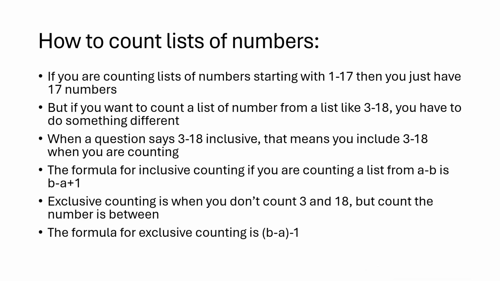So let's see how to count lists of numbers. If you're counting lists of numbers like 1 to 17, then you just have 17 numbers. But what if you want to count a list of numbers like 3 to 18? Then you have to do something different. When a question says 3 to 18 inclusive, that means you include the 3 and 18 when you're counting. The formula for inclusive counting, if you're counting a list from A to B, is B minus A plus 1. Exclusive counting is when you don't count the 3 and 18, but count the numbers in between. The formula for exclusive counting is B minus A minus 1.